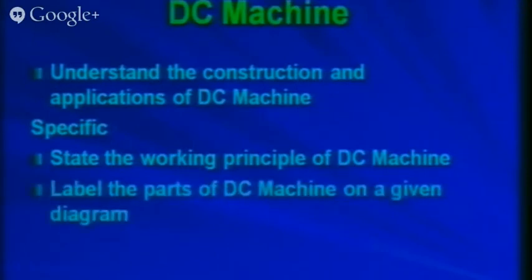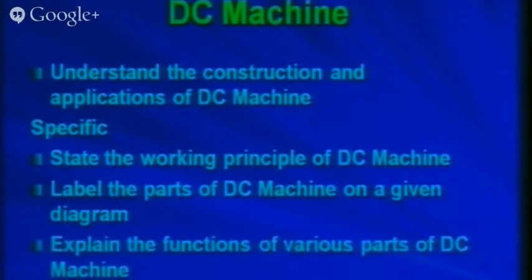When I say label the parts of DC machine on a given diagram, he has to simply recall the name and then put the label. It is again remembering level. Fine. Now go to explain the function of various parts of DC machine. Which level is this? Understanding. So from remembering you are going a level higher, that is understanding.